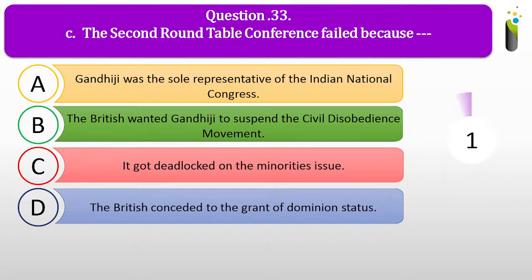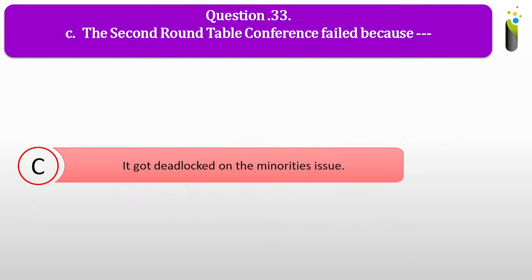And the correct answer for this question is C. So the second roundtable conference failed because it got deadlocked on the minorities issue.